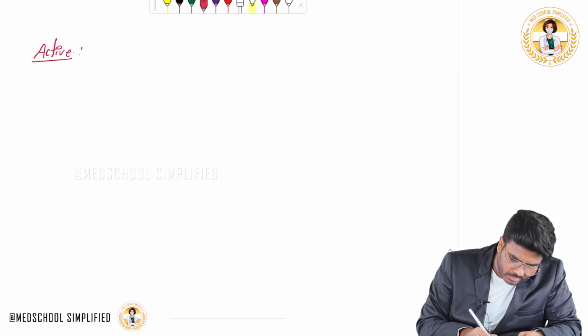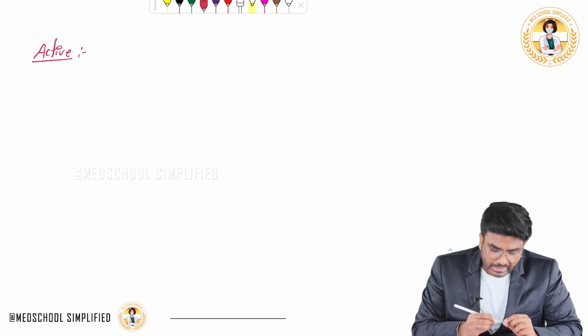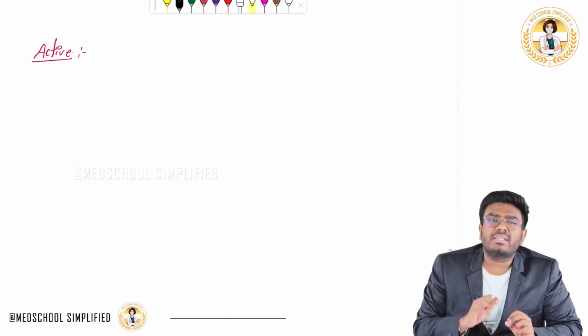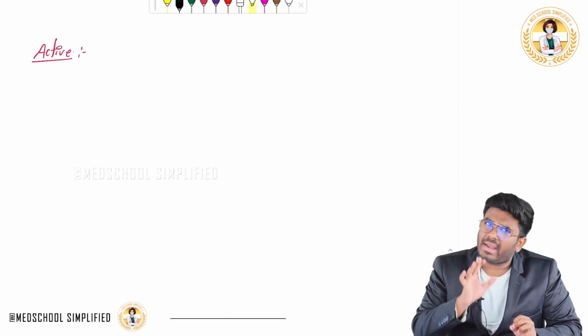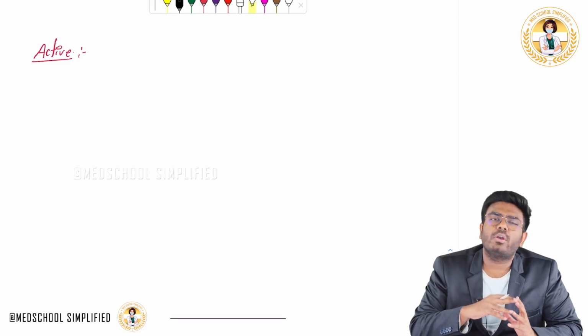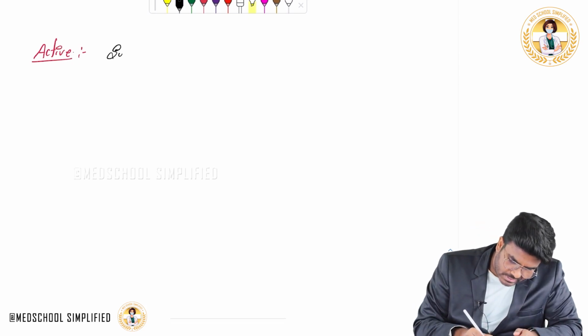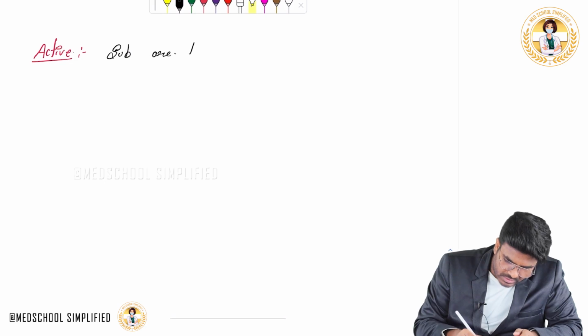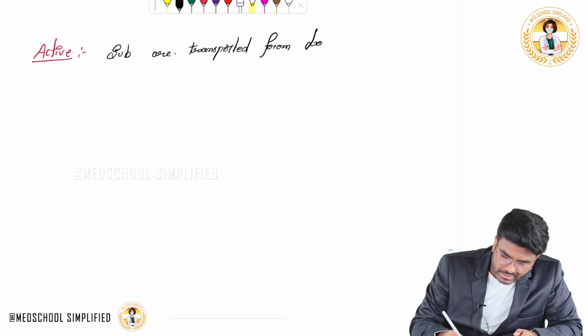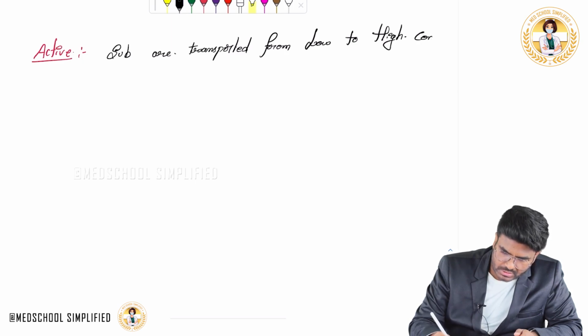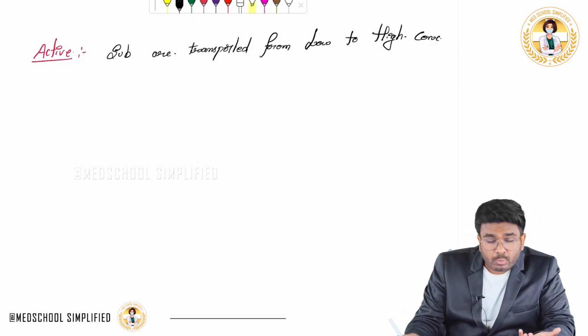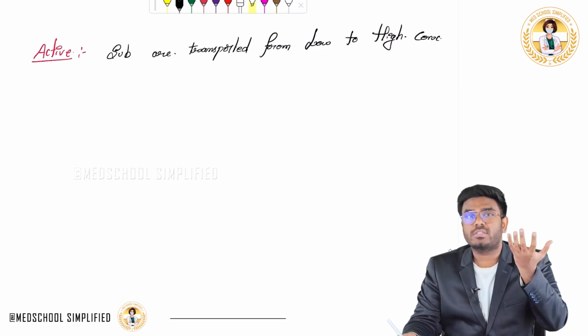You already know in active transport, energy is involved. But why is energy involved? Why we need energy to transport the substances is because substances are transported from low concentration to high concentration. The substances are moving from low concentration to high concentration.